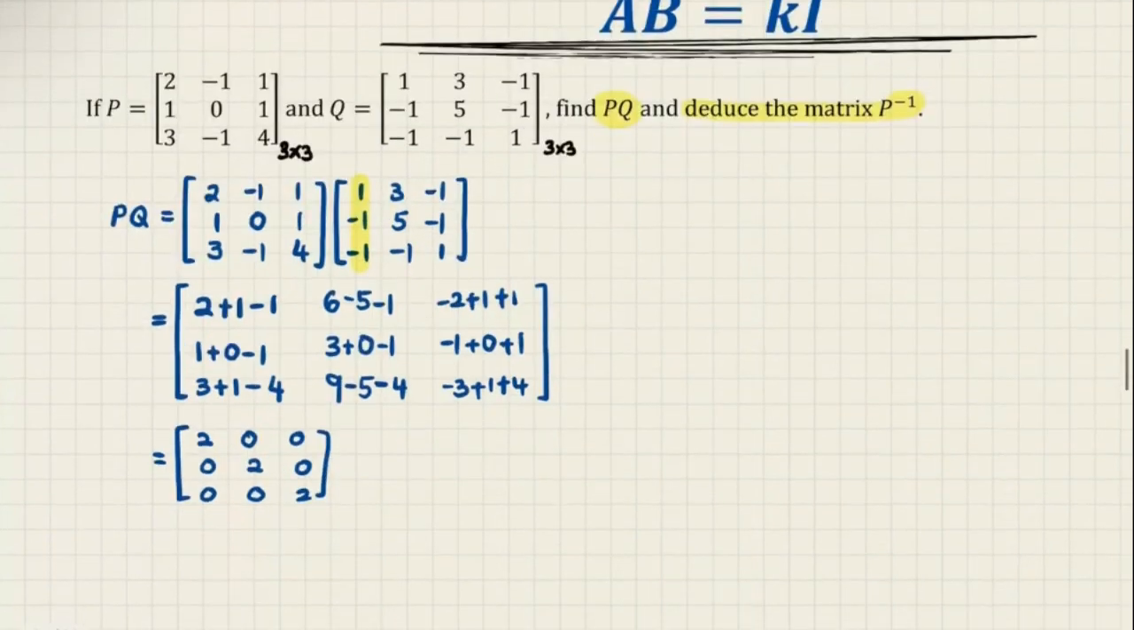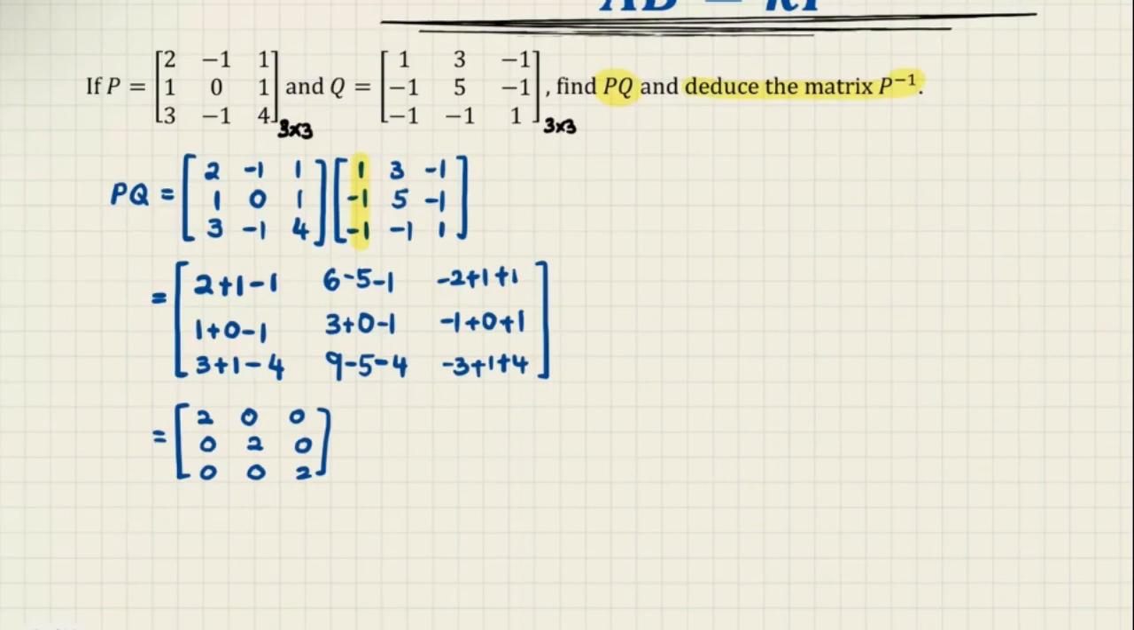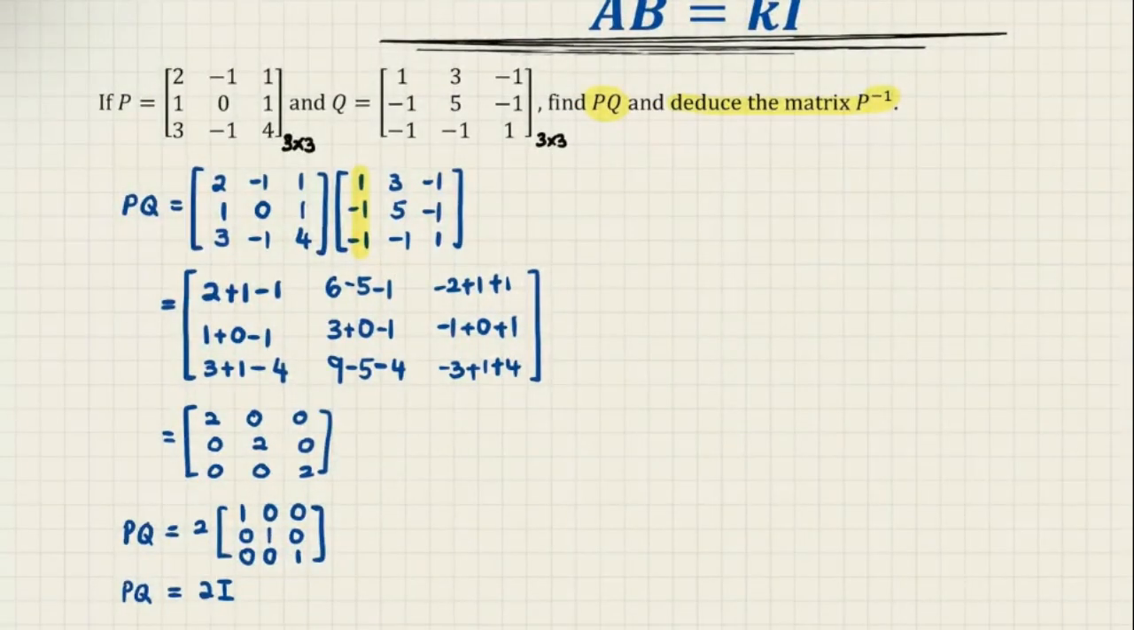Okay, so actually if you see here, kita dapat factorize 2. So dia akan tinggal 1 kosong kosong, kosong 1 kosong dan kosong kosong 1. So apa maksud dekat sini? So the result here will be PQ equals to 2I. Okay, so that is our result. PQ sama dengan 2I. Okay, so bila PQ sama dengan 2I, so now kita nak deduce matrix P inverse.